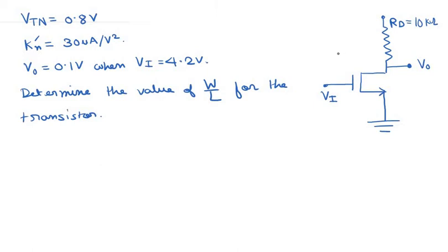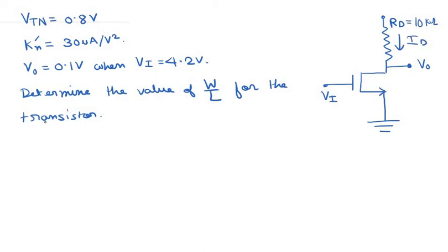Okay. So first in this problem, look at the information that is given. You are given the threshold voltage. You are given the small kn but not the capital Kn. So small kn times W by L divided by 2 is equal to capital K, and you are given this information: V0 equal to 0.1 volts when Vi is equal to 4.2 volts. Okay. Now from this information, that V0 is equal to 0.1 volts when Vi is equal to 4.2 volts, we can readily determine the drain current. Okay.